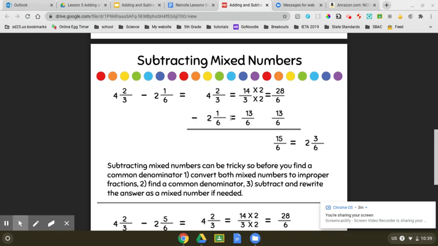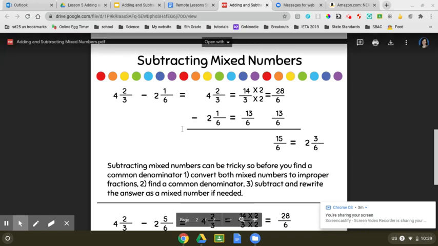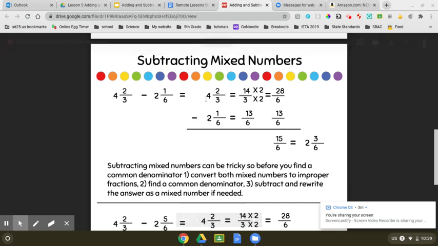4 and 2/3 minus 2 and 1/6. I rewrite both of them as improper fractions and subtract, and I get 15/6. And then that 6 goes into 15 2 times. Here's my 2. And then I have a remainder of 3. So that's my numerator, and the denominator stays the same. Now, I don't need to go back and do anything with the whole numbers, because those whole numbers got included in the improper fractions. So we're good.